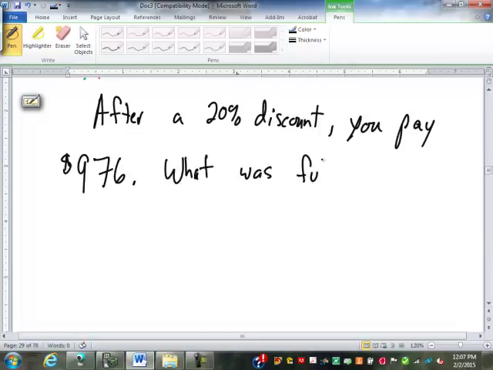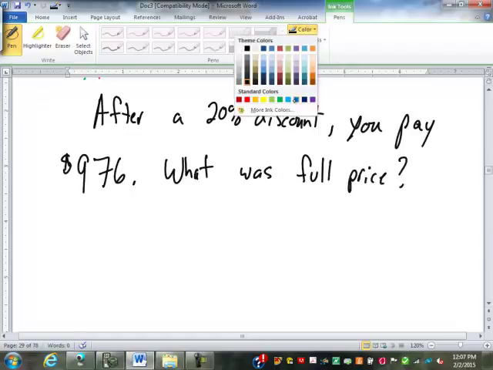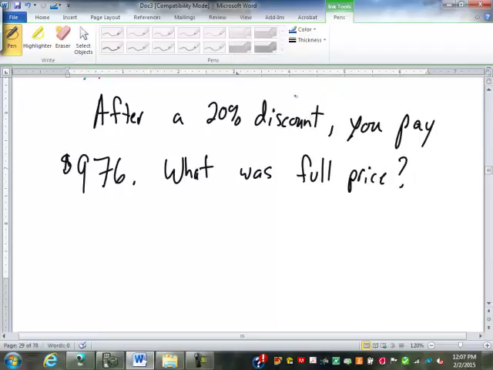What was full price? Now here's one where, if I turned you loose, many of you would try to find 20% of 976. Then you would add it on to it. That would give you the wrong answer, because that 20% does not come from the 976. That 20% comes off of whatever that full price was, and that was a larger number. So 20% of that will not be the same as 20% of 976.